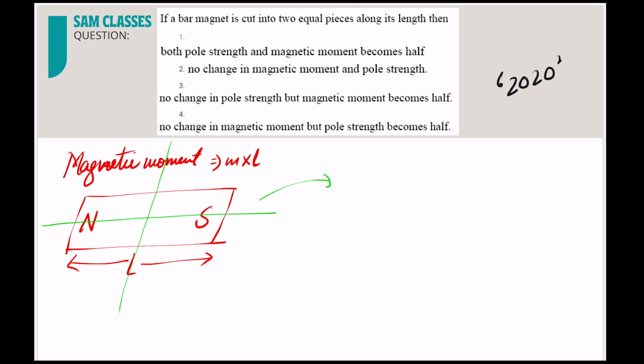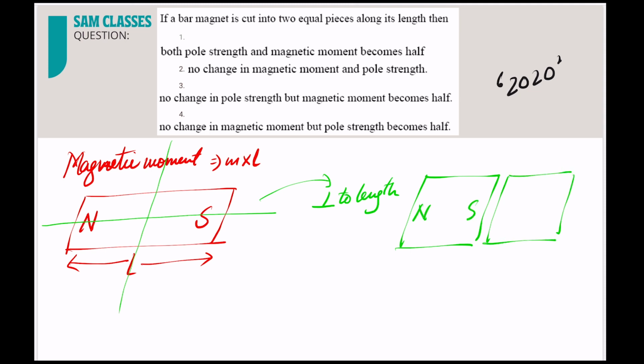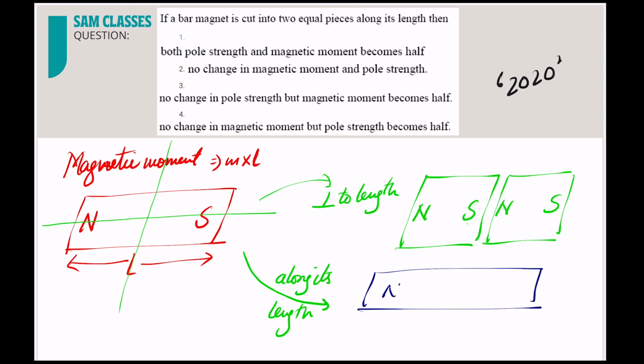One cutting is perpendicular to the length, so you make two small magnets. Here the pole becomes North Pole, South Pole again, two poles, since we know a magnetic monopole doesn't exist. Whenever you cut, it will again form a North Pole and South Pole each time. Or you can cut along its length, and you'll get one magnet half north and south, and again another half north and south. So these are the two ways of cutting it.